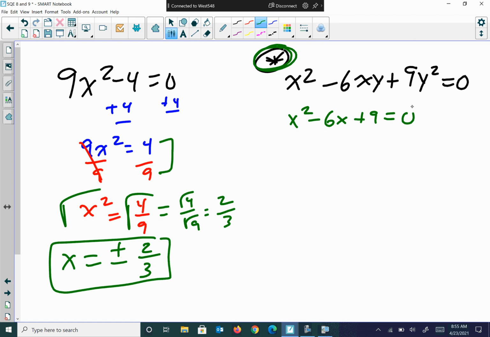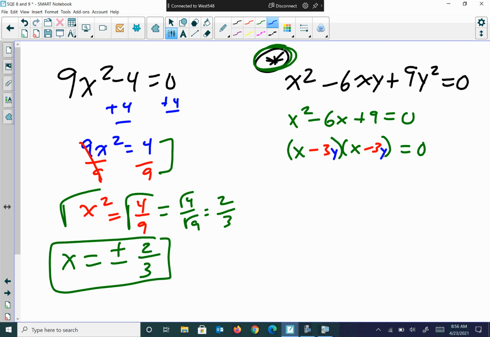Is that okay? So I'm just forgetting about the y for right now, because sometimes when you have multiple letters in there, it kind of stinks. So let's do this. x and x. What factors of 9, positive 9, add to be negative 6? Negative 3 and negative 3? Okay. Remember we forgot about the y? I'm going to put the y right here.